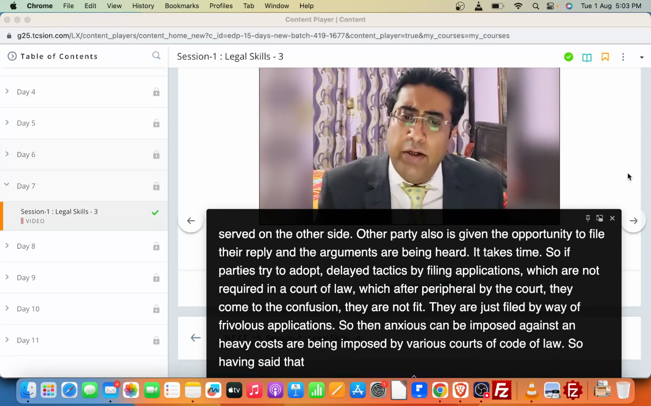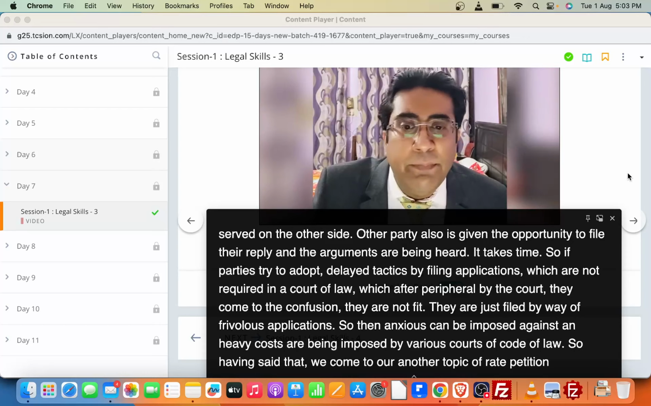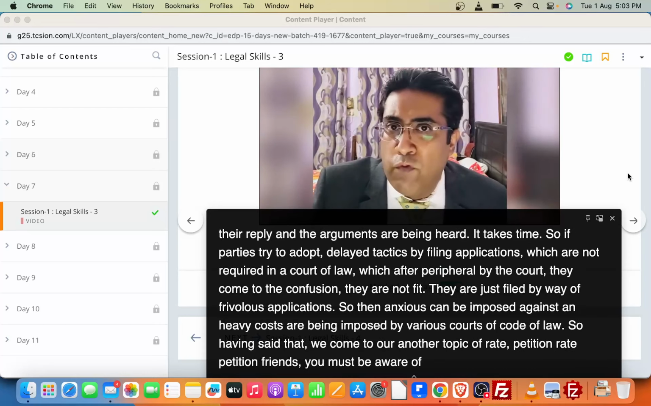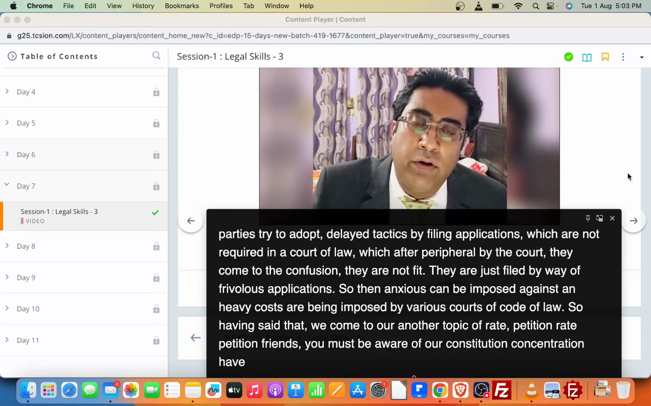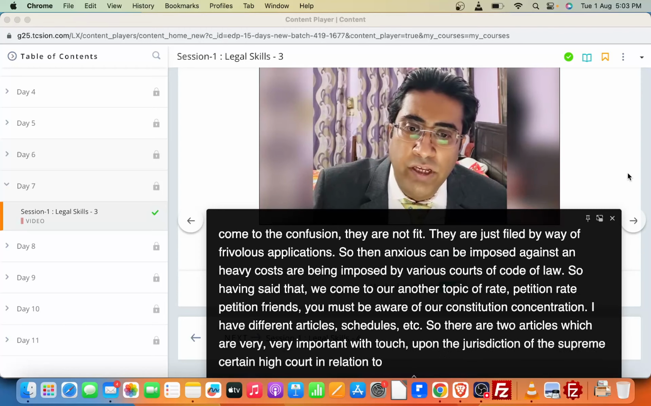So having said that, we come to another topic, the writ petition. Writ petition, friends, you must be aware of our Constitution. The Constitution has different articles, schedules, etc. So there are two articles which are very, very important, which touch upon the jurisdiction of the Supreme Court and High Court in relation to writ petitions.